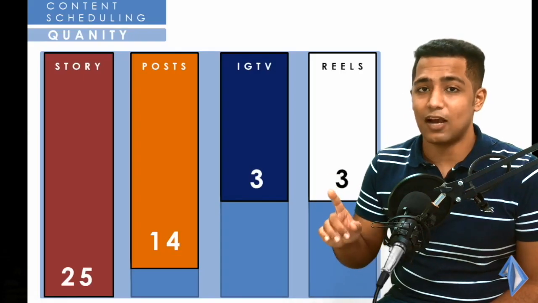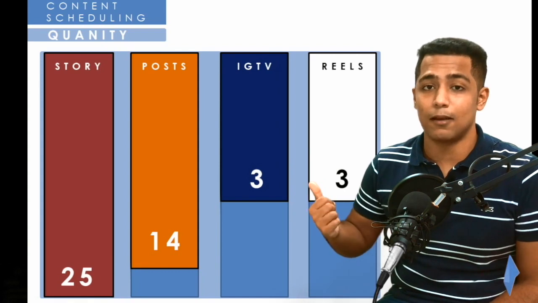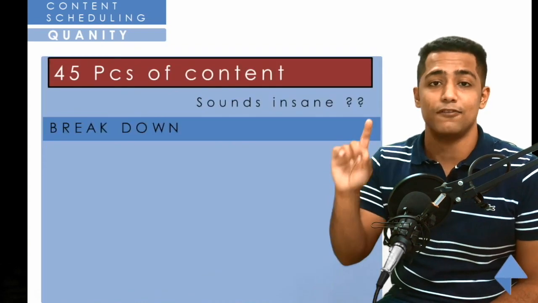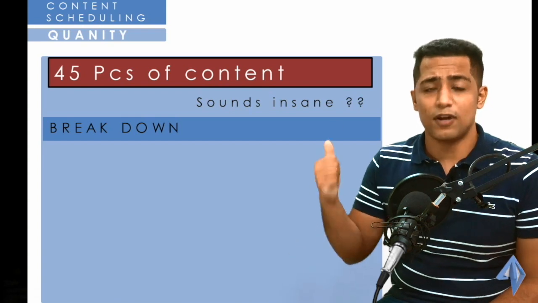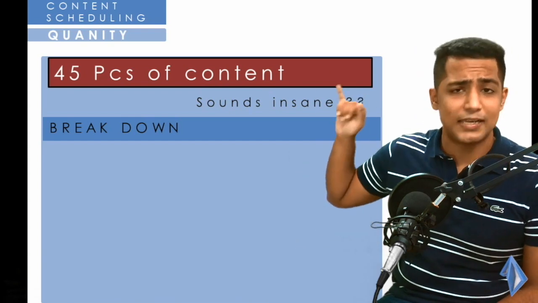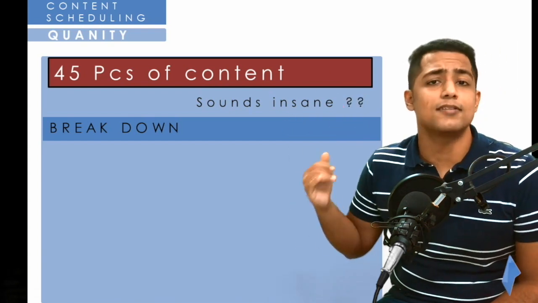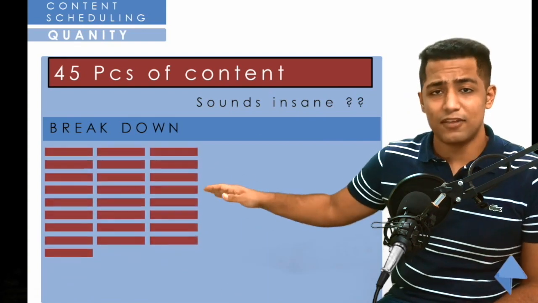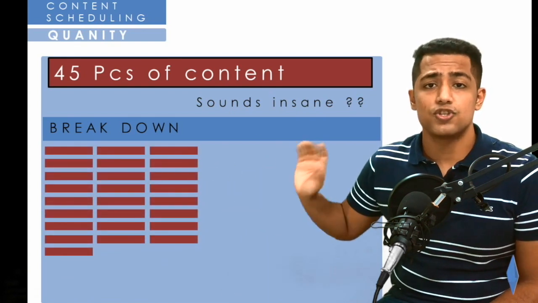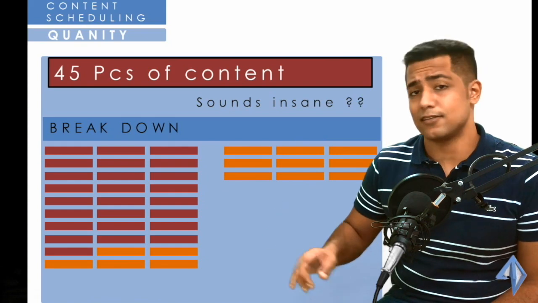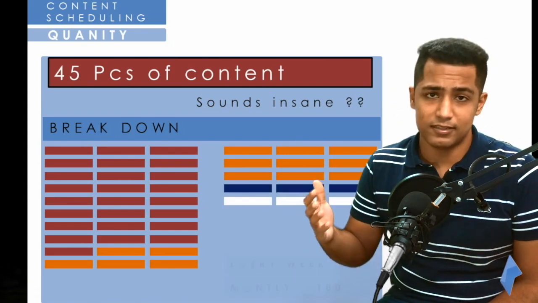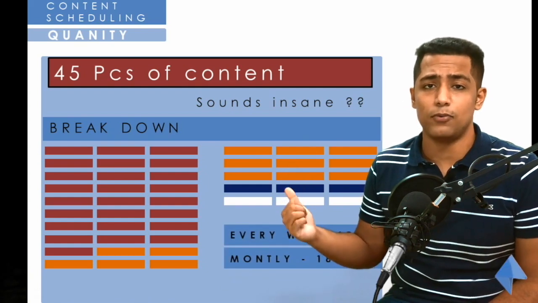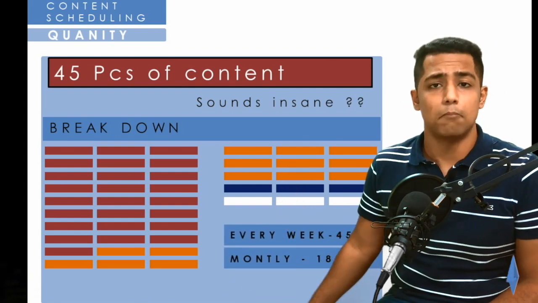Alright, so let's see now how I break this insane number down very easily for you guys. As you can see, we have 45 pieces of content, which sounds completely insane, and the breakdown is something like this. We have 25 pieces of stories, 14 pieces of posts, 3 of IGTV and 3 of reels, correct? So that's 45 pieces every week, 180 pieces in the month.